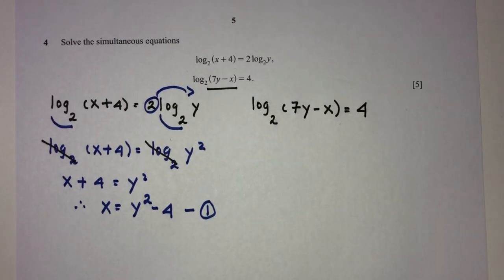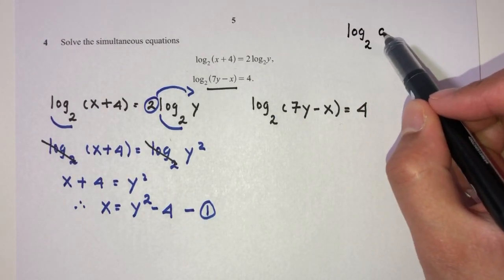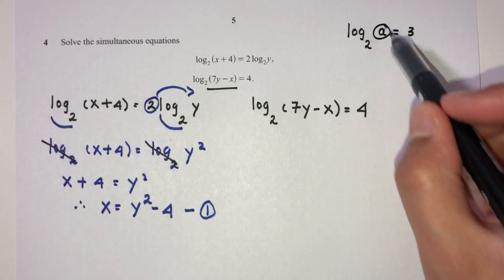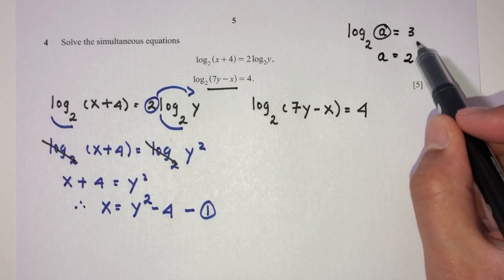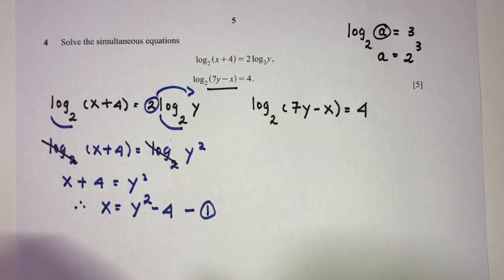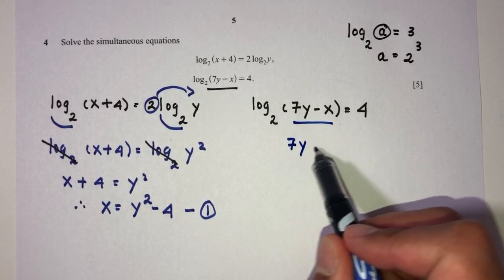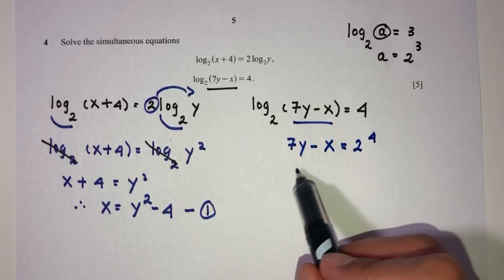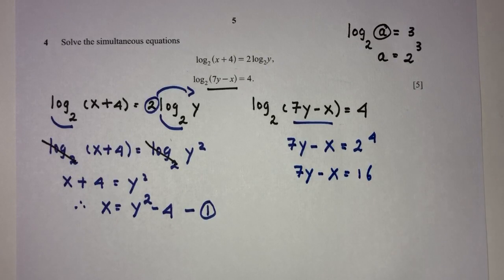For example, I can say this. If I have log base 2 of a is equal to, let's say, 3, to find the value of a, I will have to send this one over here. You will have 2 power 3. So same thing here. To find this value, 7y minus x, send this over here, you will have 2 power 4. So 7y minus x will be 16.